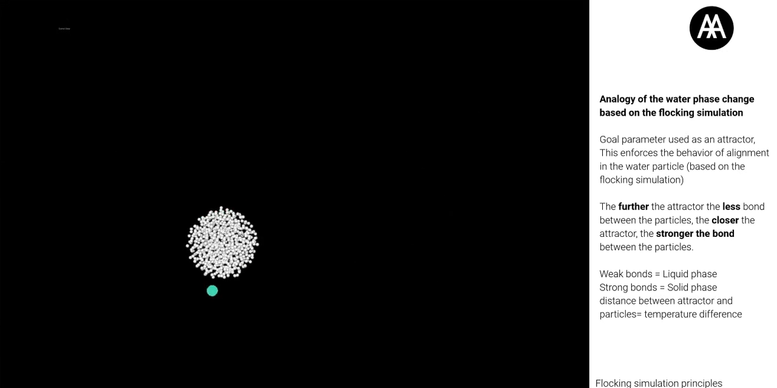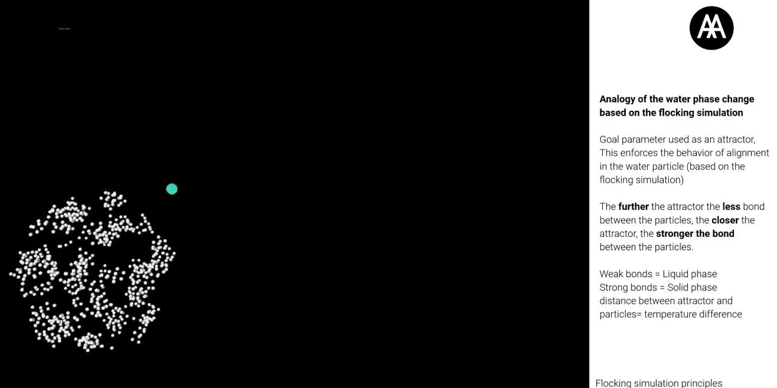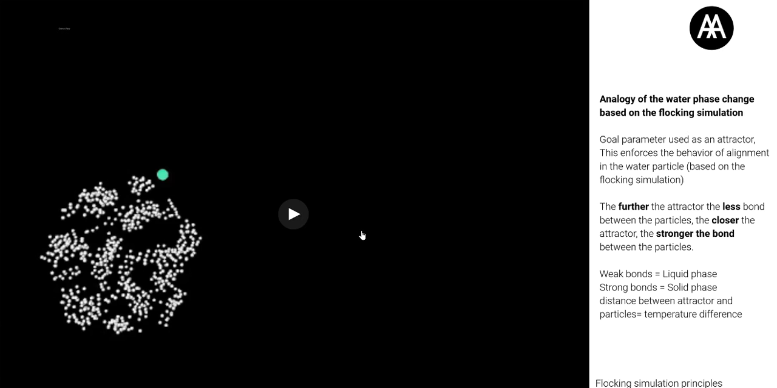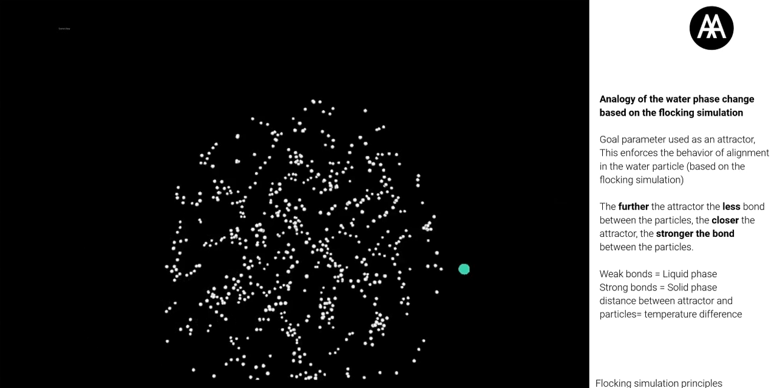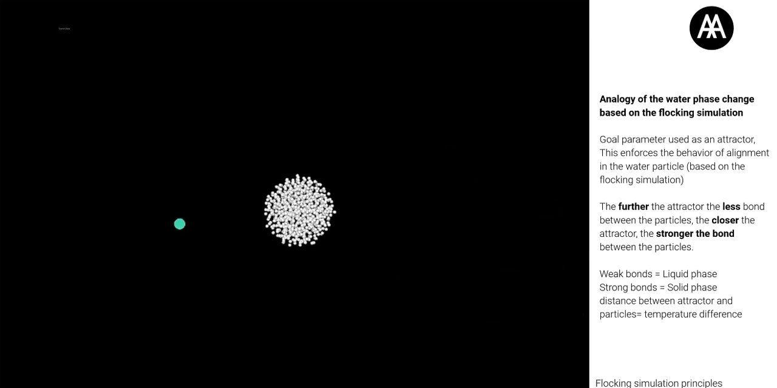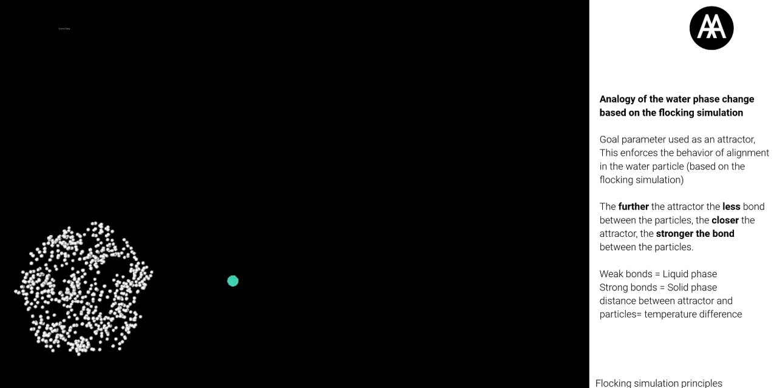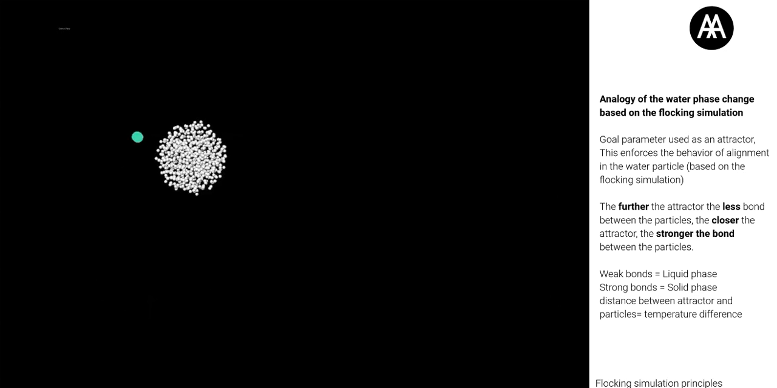Yeah. And we introduced an attractor, which tries to influence the alignment of the particles. So if you replay the video, you can see that when they go towards the attractor, they're much closer. It mimics the strong bonds, which is the solid phase, and then when they're away from the attractor, they separate and become like a gas phase kind of simulation.